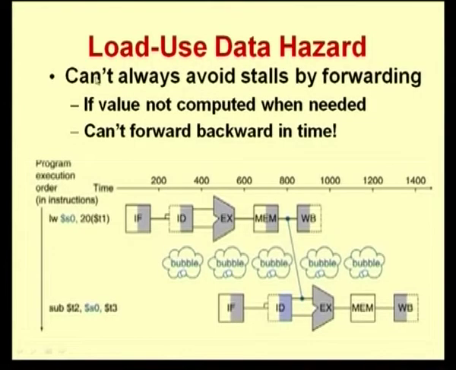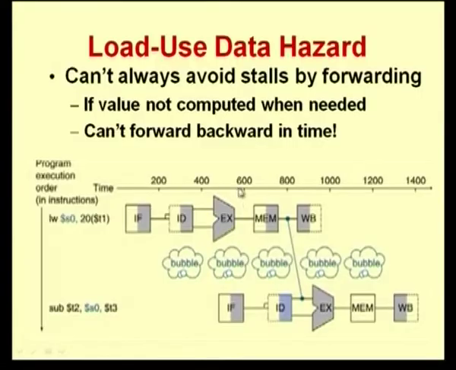Let me take an example of a load followed by an instruction which is using that value of the load, which is loaded by the load instruction. Now, you will see that you can't always avoid stalls by forwarding. When is that going to happen? That is when I really need the value. If that value has not been computed, then obviously I can't forward it. So, this is what we are talking about: you can't forward backward in time. Forwarding can happen only if the value is already available and later I can use it; you can't go back in time.